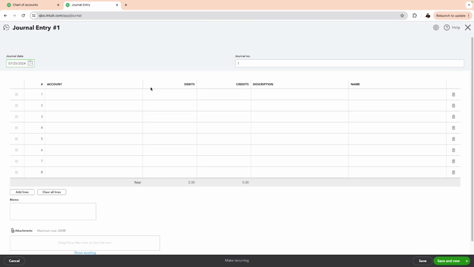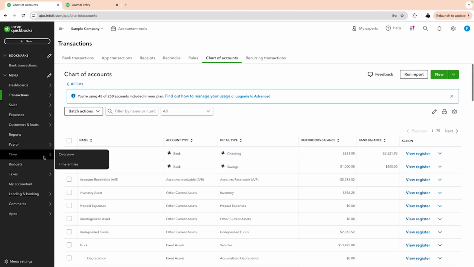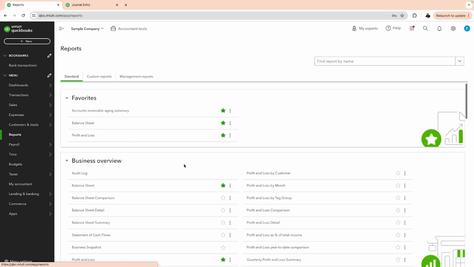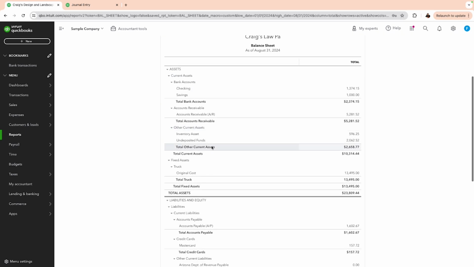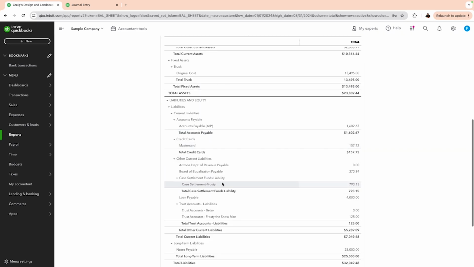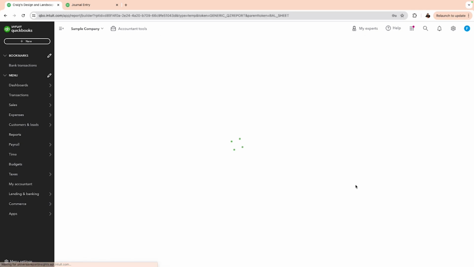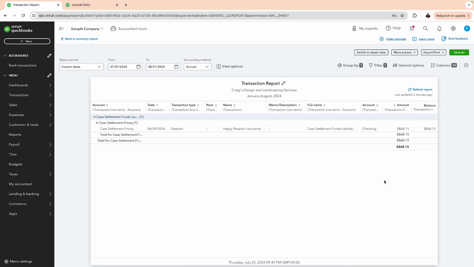And I'm going to say that I earned some of that 800 and something dollars. Let's see what the balance is first. So let's go to the balance sheet, and we're going to take a look at that settlement. We're going to change this date here, and I'm going to scroll down, case settlement funds. Look at this, there's 793. If you click on the case settlement, you're going to see the money in, $868.15, and you're going to see the money out as well.